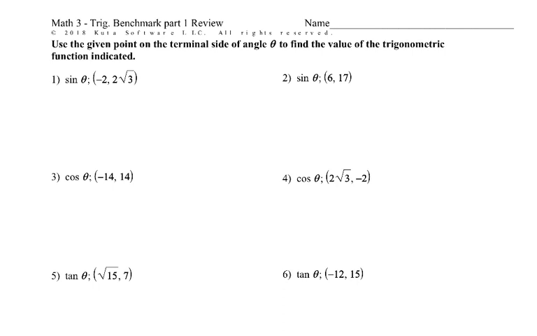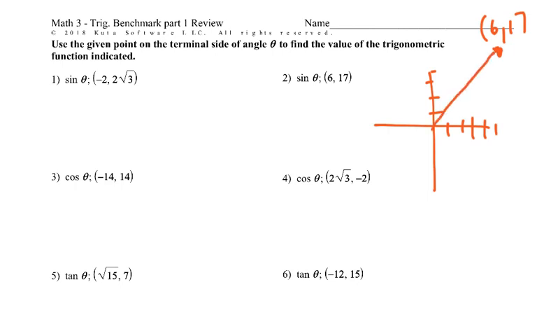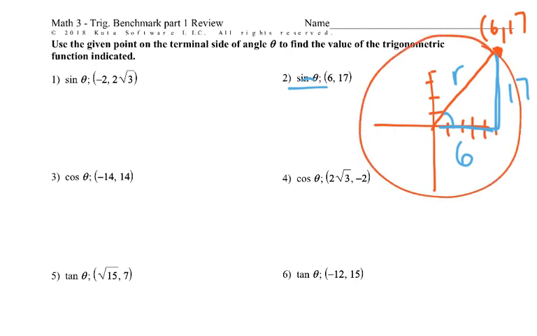So, the idea here is, like number 2, if we had a coordinate plane and we went out 6 and up 17, to that point out here of 6, 17, when we drew that angle, what would be the sine of that angle? Okay, and remember the idea is we make that triangle with the x value being here, the y value being here, and this being your radius. If we were to make a circle here.